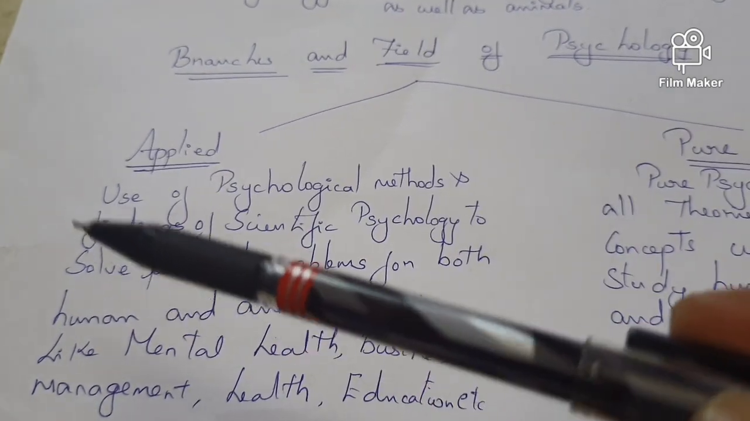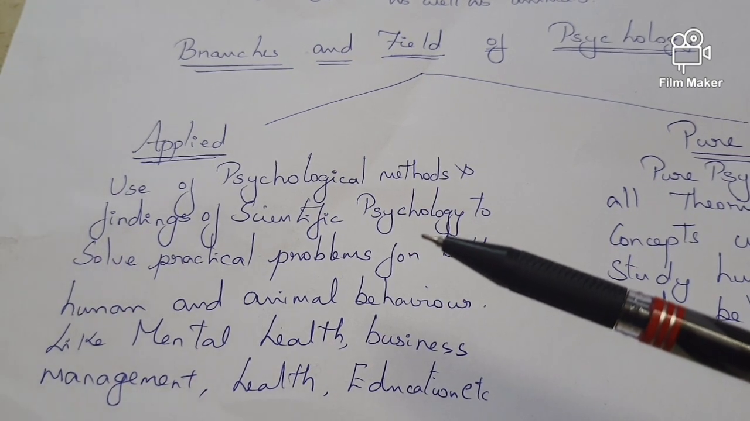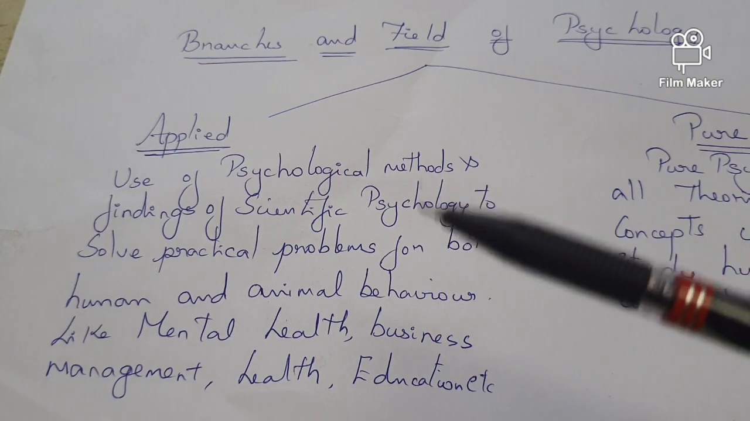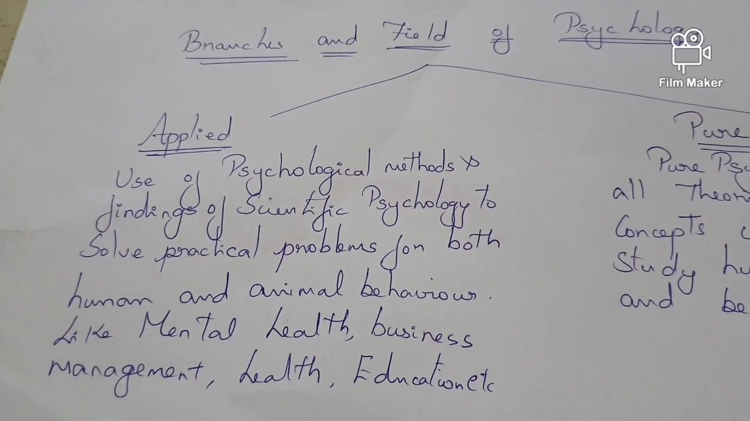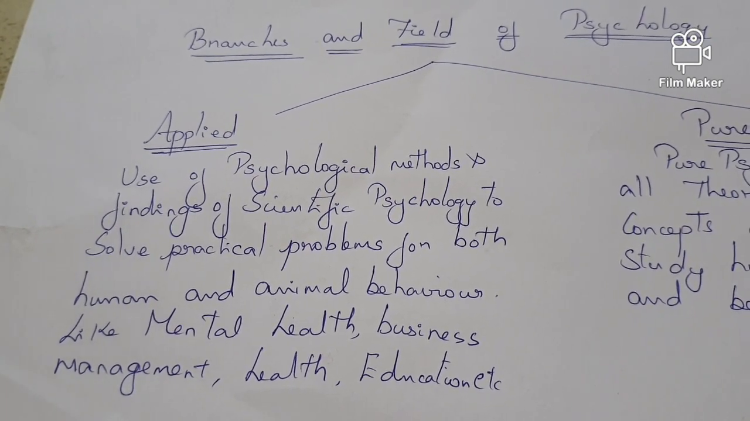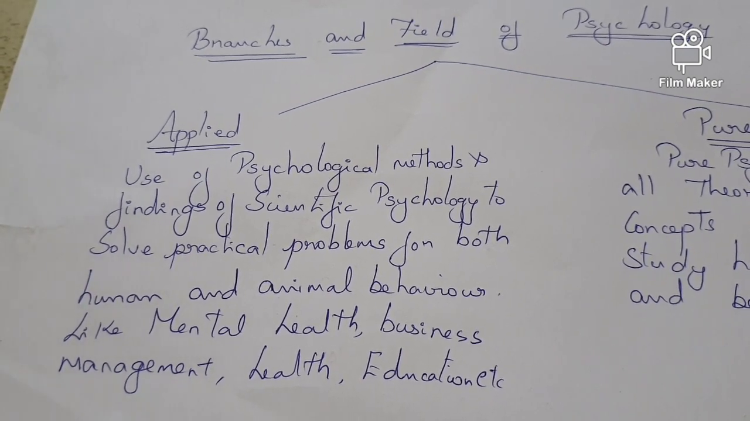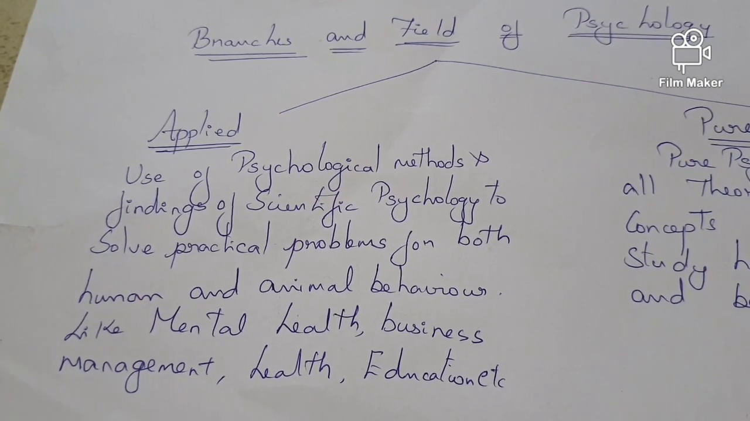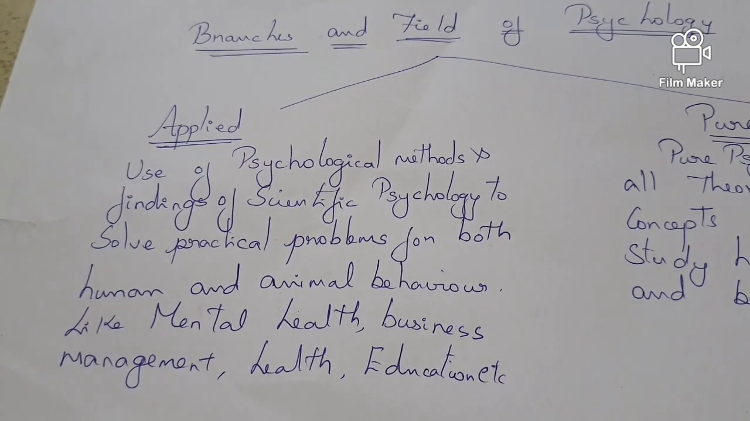What is it? The use of psychological methods and findings of scientific psychology to solve practical problems for both human and animal behavior. So, I think it is clear. It is application-oriented papers or study. That is, we have scientific or psychological methods to solve a specific problem. It may be for a human or even for an animal, to tame it.